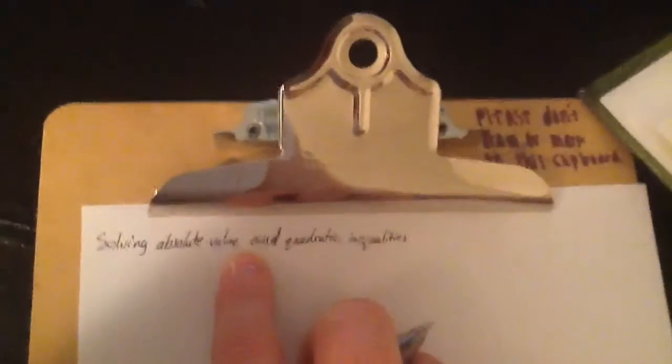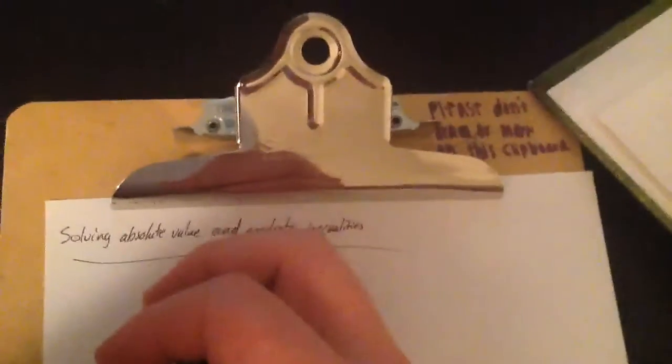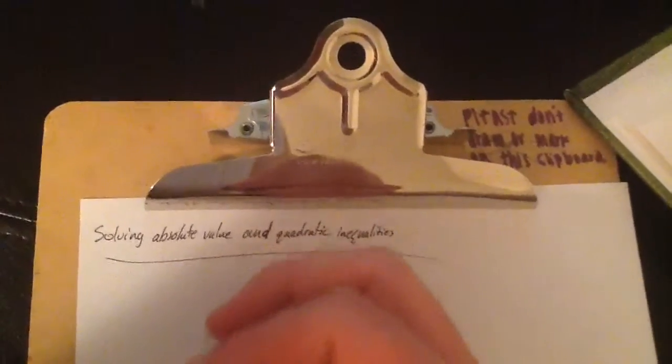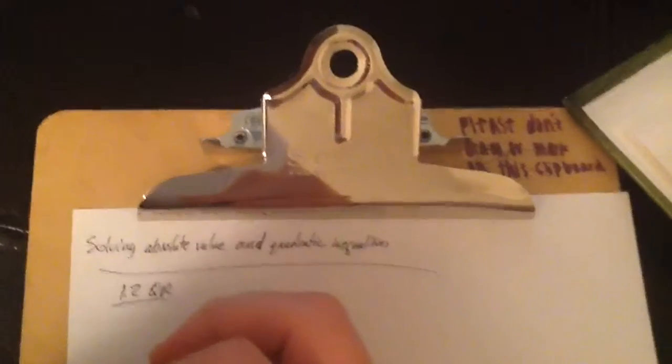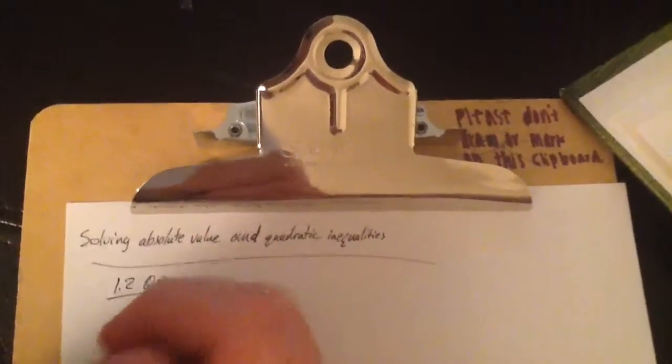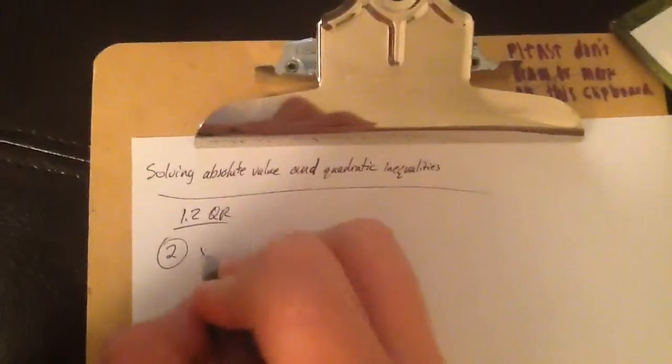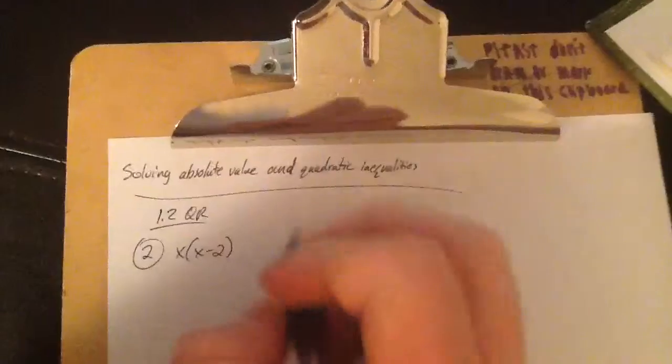So solving inequalities, you'll have a few of these to do. This is actually in 1.2, the quick review problems. I'll show you how to do like number 2. Let's see, it's x times x minus 2 is greater than 0.